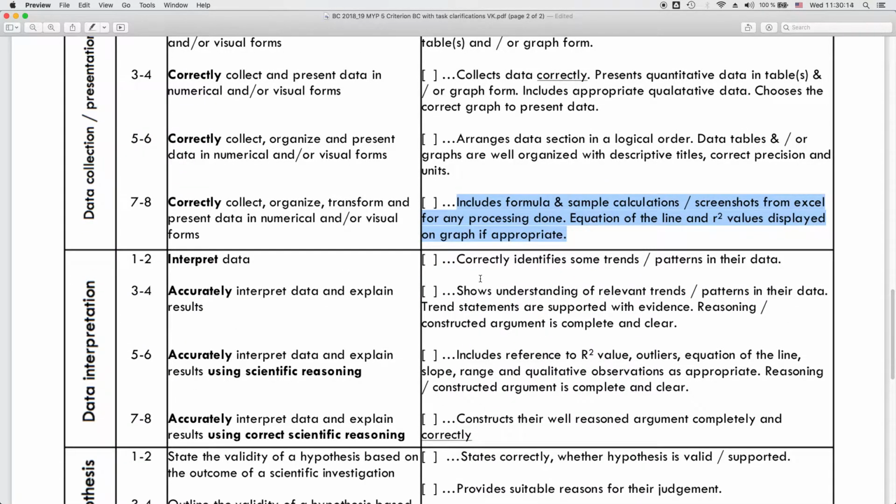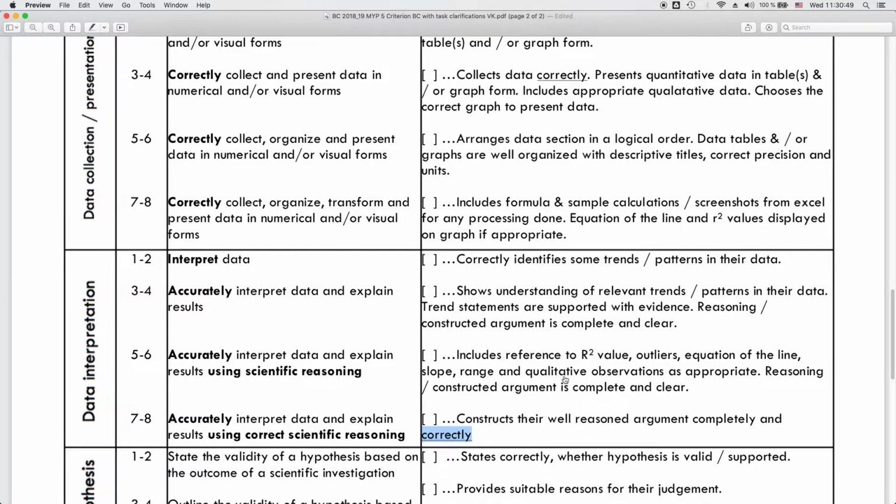Next one, data interpretation. It says for level 5 to 6 includes reference to R² value. That's basically a measure of how close the points are to each other. If you comment on that, I'm happy with that. That also means, do you have any outliers? If they're too far apart, or some of them are, equation of the line, slope, range, qualitative observations as appropriate, and then it all has to be correct for it to be a 7 to 8.